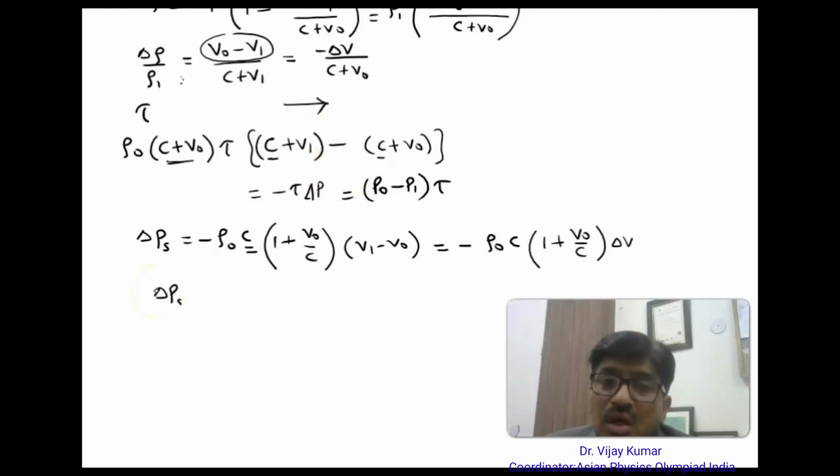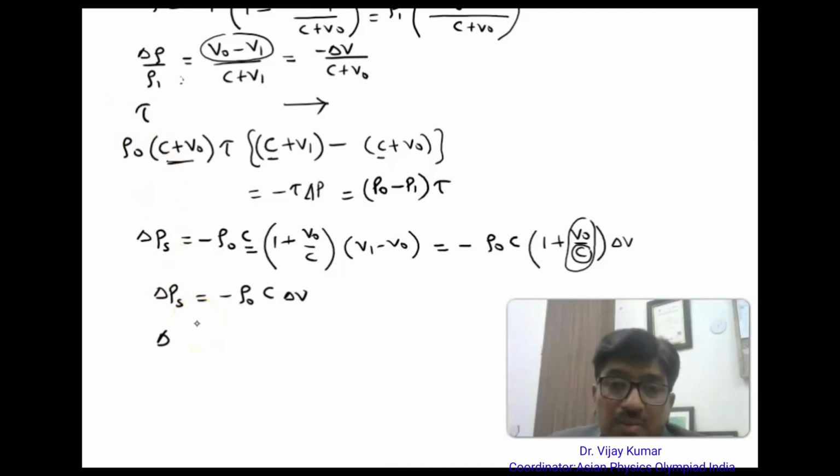We can write delta Ps is equal to minus rho naught C, and if C is very much greater than V naught, then the term V naught upon C is ignorable. So delta Ps equals minus rho naught C delta V. This negative sign represents that the direction of propagation is opposite to the positive direction of the x-axis and velocity. Otherwise the sign should be positive.